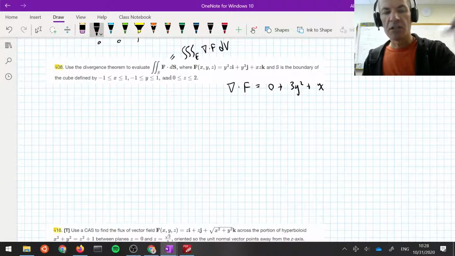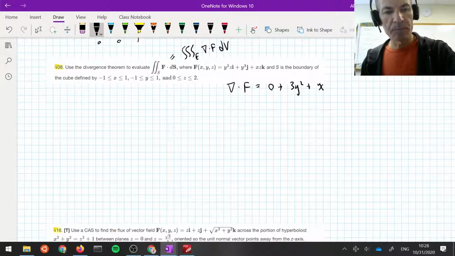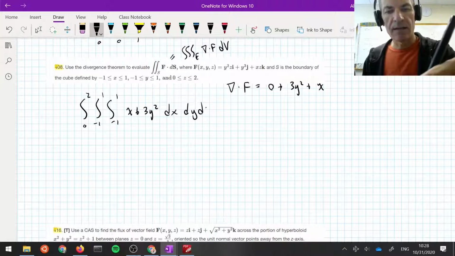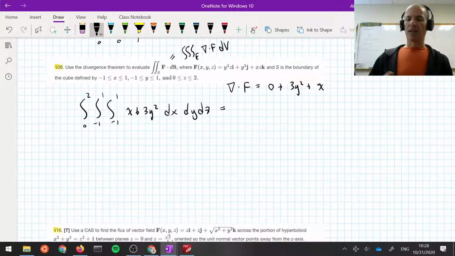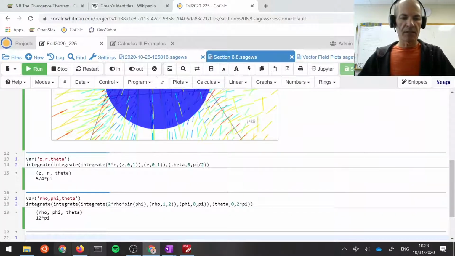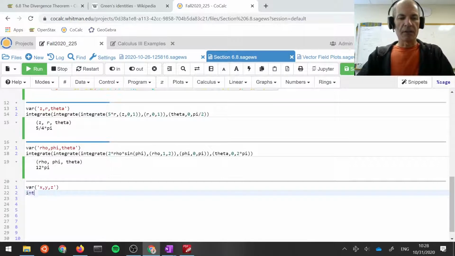Integrating in Cartesian coordinates, because a cube is very rectangular, it's very Cartesian in nature, we will integrate with respect to x, y, and z. X goes from -1 to 1, y goes from -1 to 1, z goes from 0 to 2. We're going to integrate this integrand, x plus 3y squared, and we're going to do it dx, dy, dz. Not a terrible integral. And we can jump over to Sage and compute that integral, again declaring the variables x, y, and z, and doing the integration.